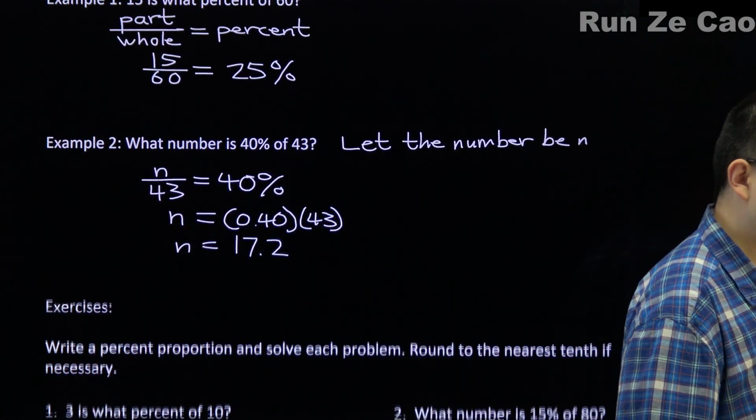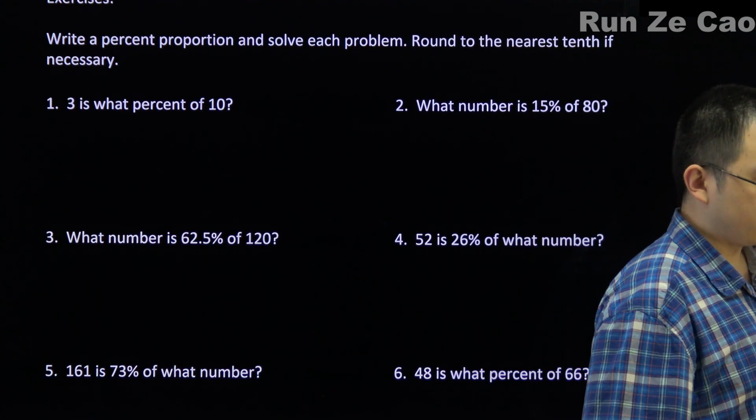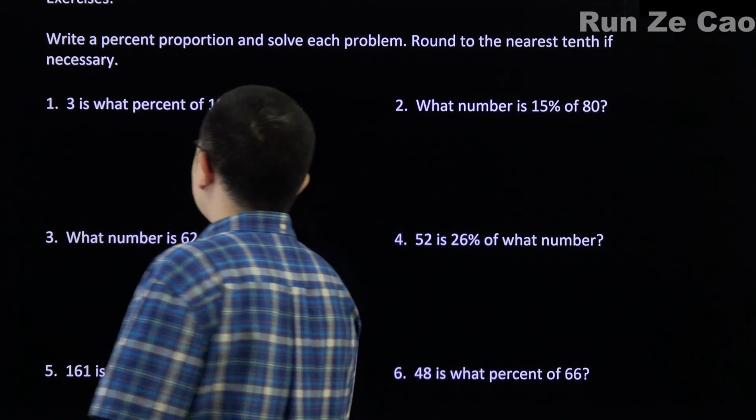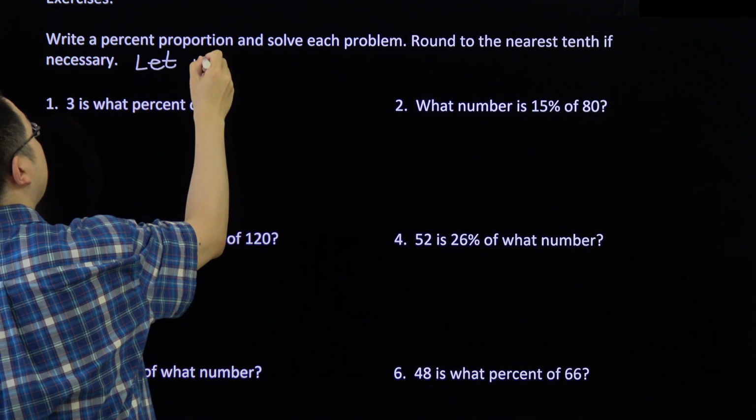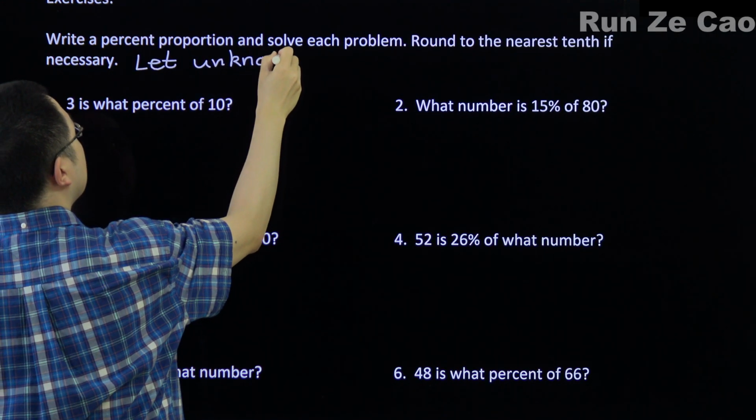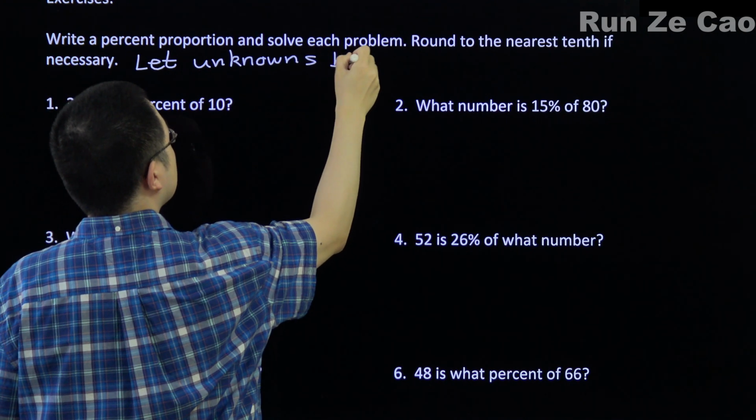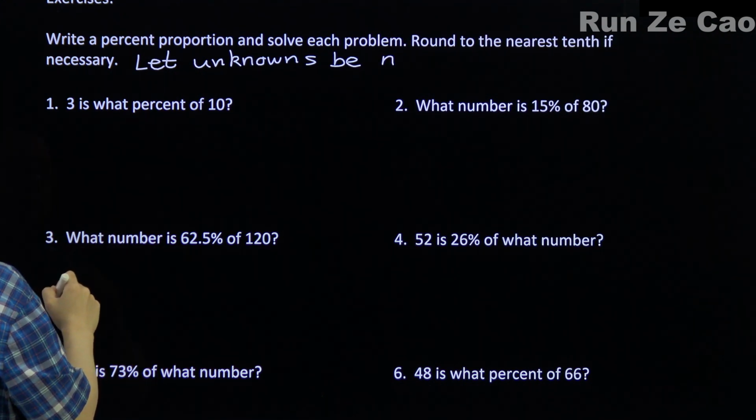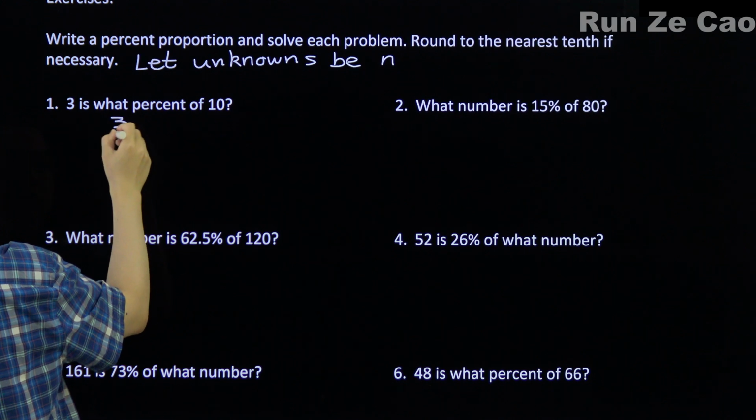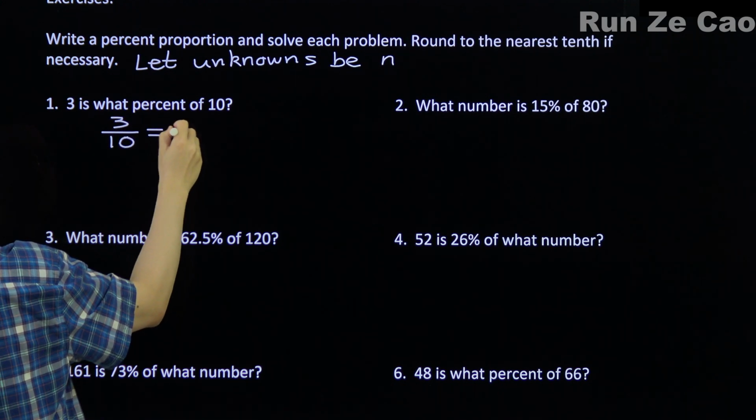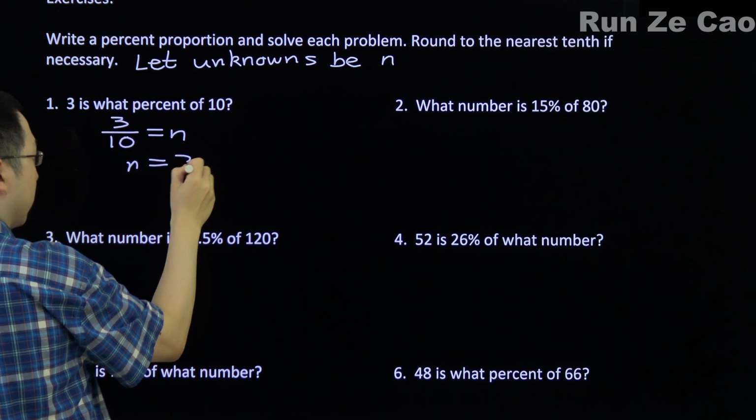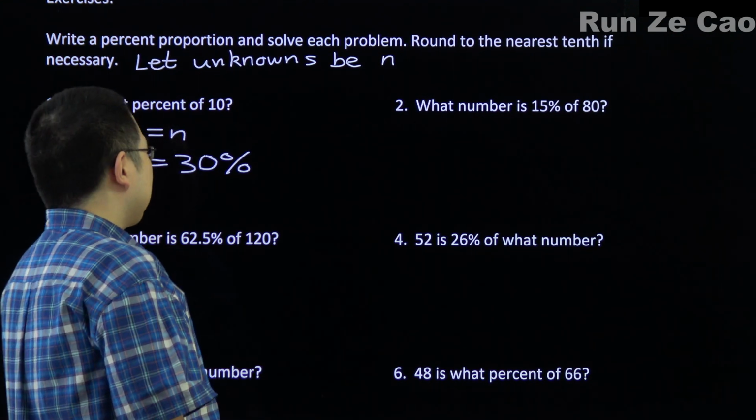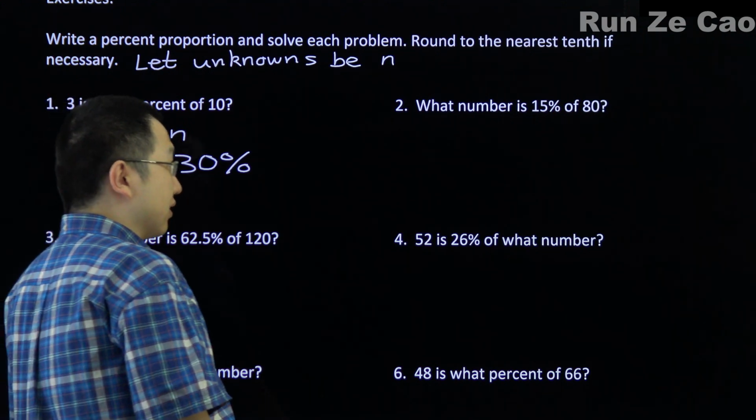All right, let's do some exercises. Write a percent proportion and solve each problem. Round to the nearest tenth if necessary. Let the unknown be n. Okay? 3 is what percent of 10? 3 over 10 is equal to n. N is equal to 30%. Okay. Yeah, 3 over 10, that's 30 over 100, so 30% we go.